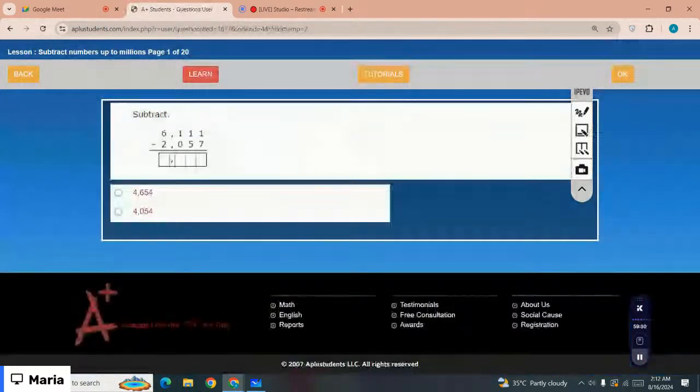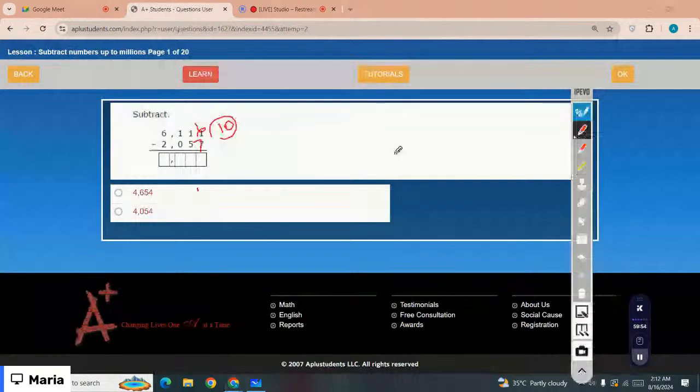Okay, you have to subtract, right? So you always start from the rightmost digit. That means the ones digit. Subtracting 1 take away 7, you need to borrow 1. That makes 0 over here and 10 over here. 10 take away 7 is, no, sorry, 11, because you borrowed 1.